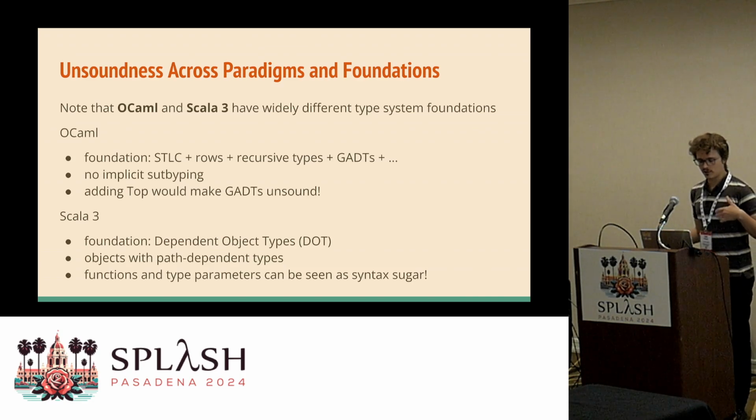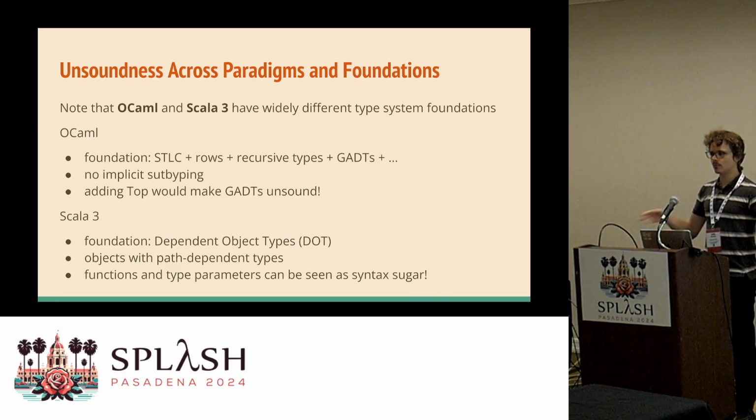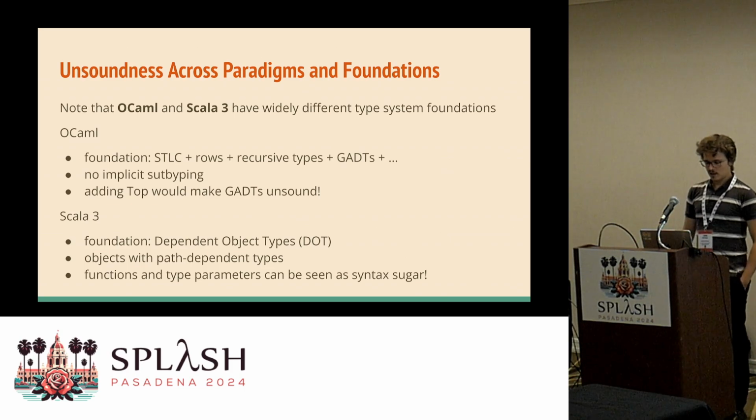But Scala 3, on the other hand, is fully subtyped. It has a top type. It's based on a completely different foundation where functions and type parameters are not even first class. They're like syntax sugar. And so it's funny that even though the foundations are completely different, you have essentially the same bug that arises in these two contexts, right?